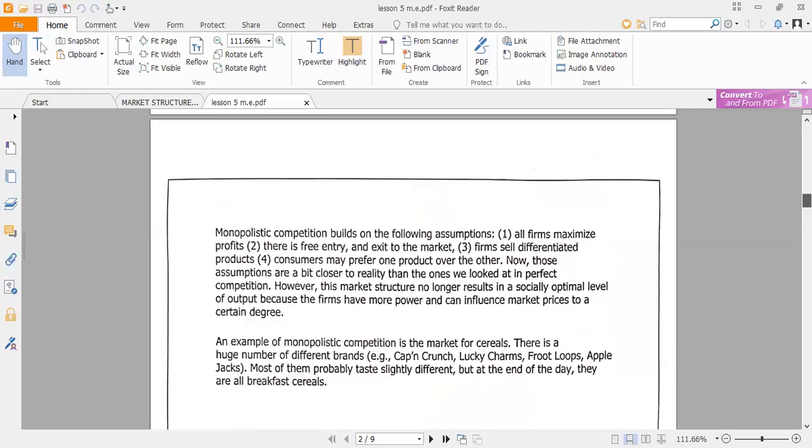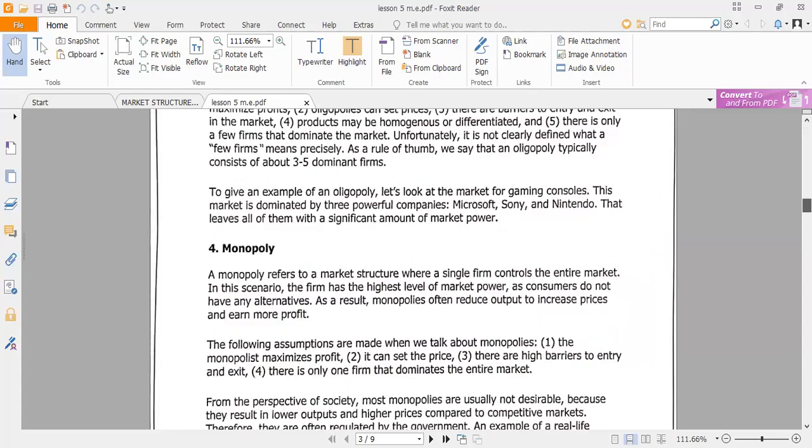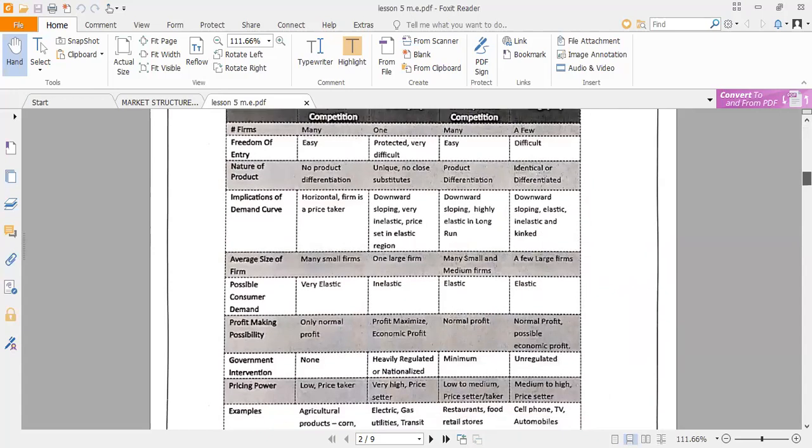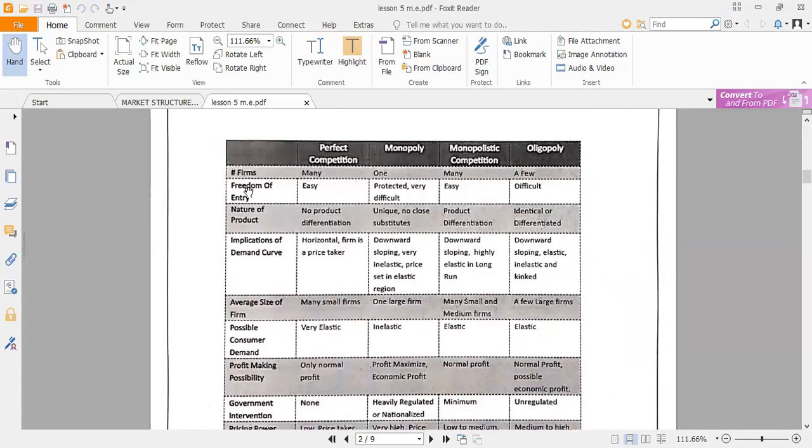So let me scroll down to a table that you may be interested in that will relate one market structure to the other. So perfect competition, monopoly, monopolistic, and oligopoly. You'll be asked by the examiner to explain the characteristics of the market structures. So I said number 1, there are many firms in this market structure. They have easy entry and exit in the market. You can enter and leave the market whenever you feel like.